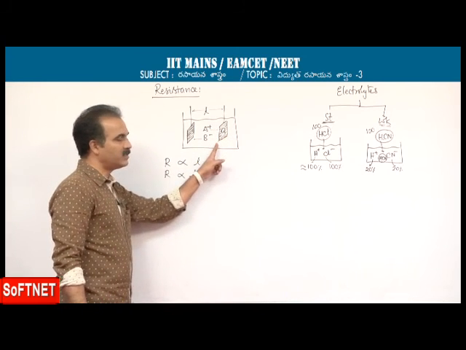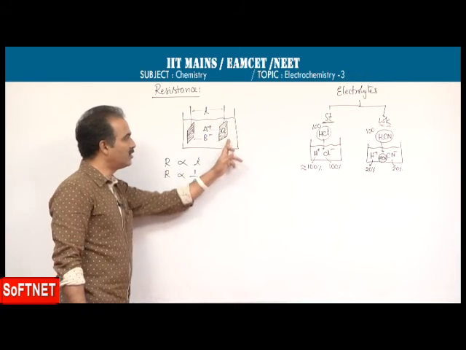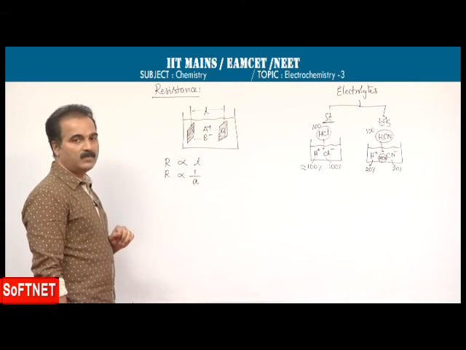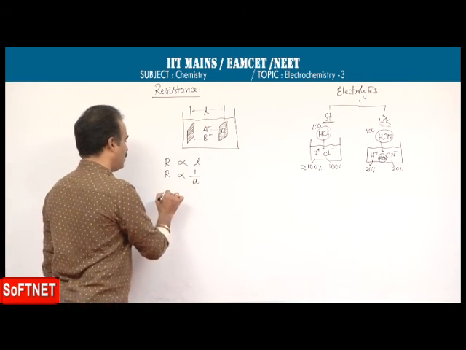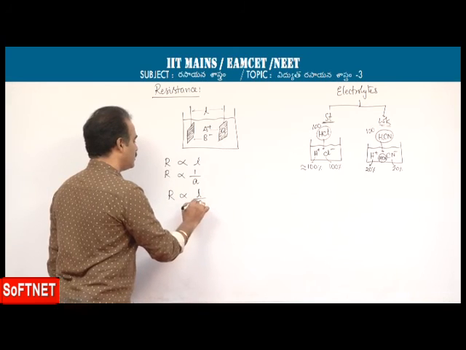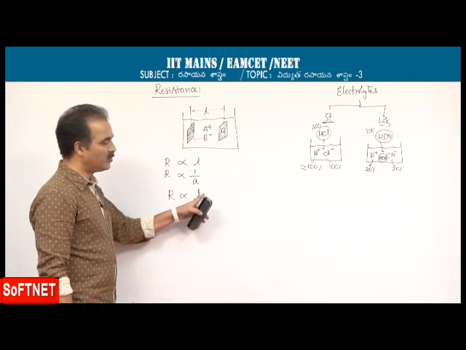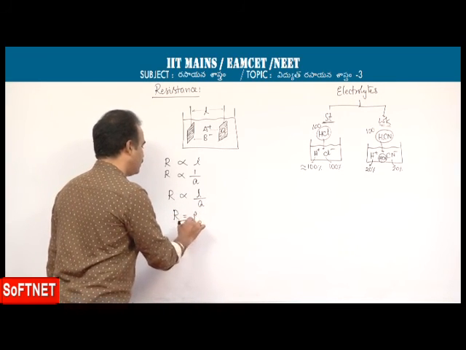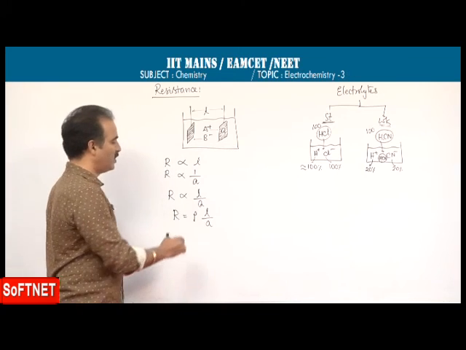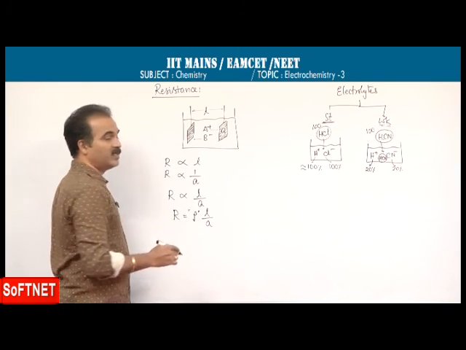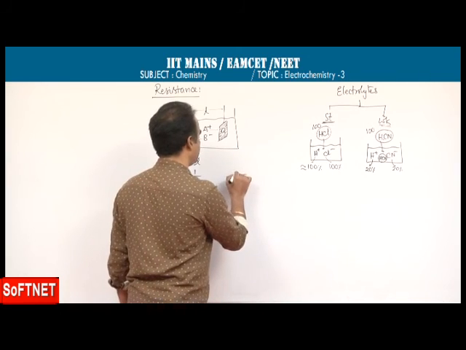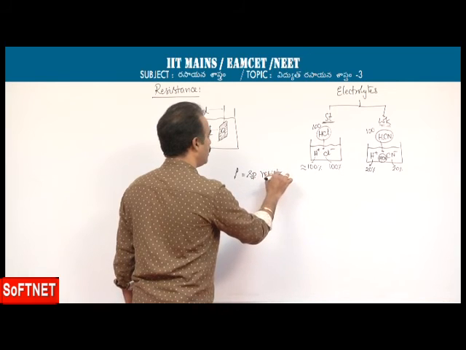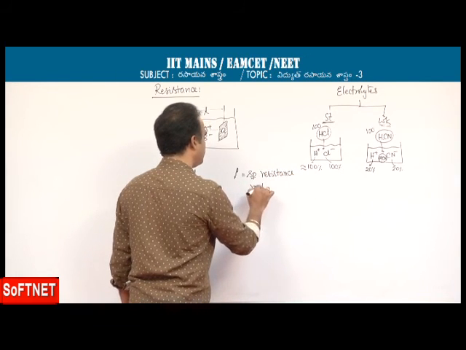The more the area of cross section, the resistance is minimum. With a larger surface area, the conductance is somewhat enhanced. So resistance is inversely proportional to area of cross section. Altogether we can say R is proportional to L by A, and removing the proportionality by keeping a constant rho, R = rho L by A. What is rho here? Rho is called specific resistance, or we call it resistivity.